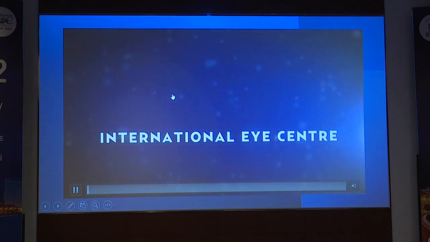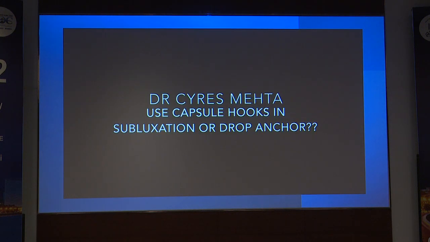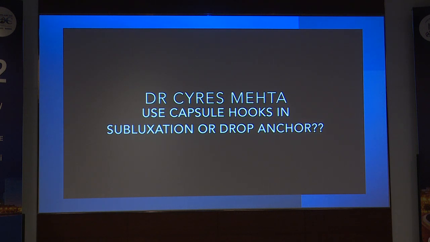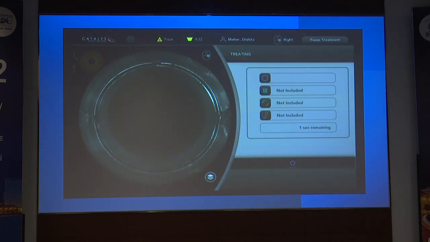Now my next talk is on a subluxated lens case. Should we use capsule hooks or simply drop anchor when required in the case of a subluxed lens? So let's have a look at two cases. When do you use capsule hooks, and when do you have to use a device like an anchor? We use a femtocataract system to provide a perfect 4 mm capsulorhexis.